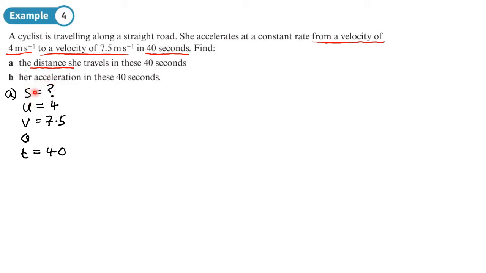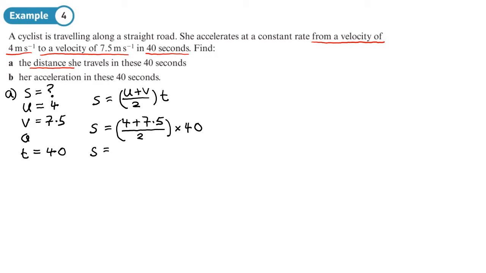So S is what I need to find, and I know U, V and T. So I want one of those SUVAT equations that has S, U, V and T in it, and that equation is going to be S equals U plus V over 2 times by T, and it's often useful to write these equations out. If you write it out before you use it, it just gets you used to remembering them. So we're trying to find S, U is 4, V is 7.5, so we just substitute these values in, and we times by T, which is 40.